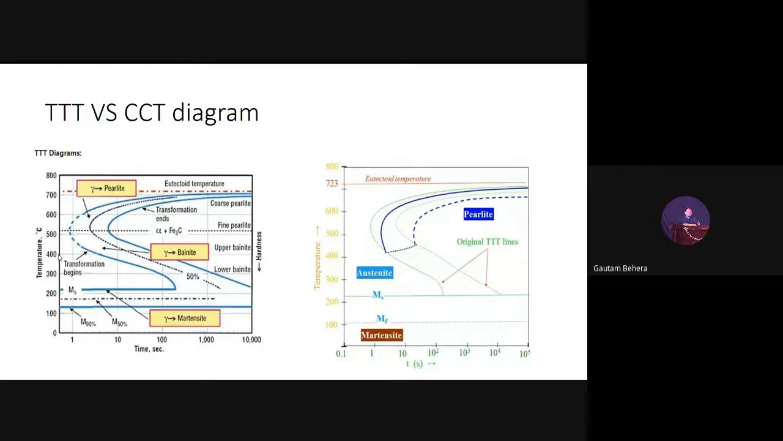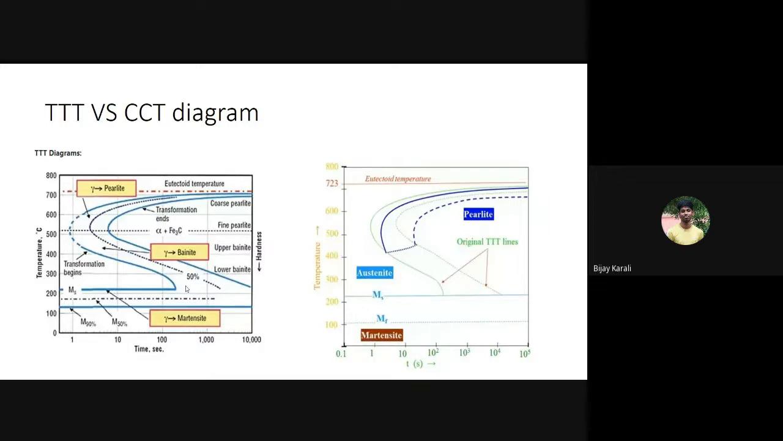Then you have to do holding. After cooling to this temperature, you have to do holding, that is, isothermal treatment. If you want upper bainite, suppose you are quenching it to 450. After quenching to 450, you have to hold at 450. You have to give sufficient time, then cool it to room temperature. Upon cooling, it will form bainite, upper bainite. Everybody understood now?